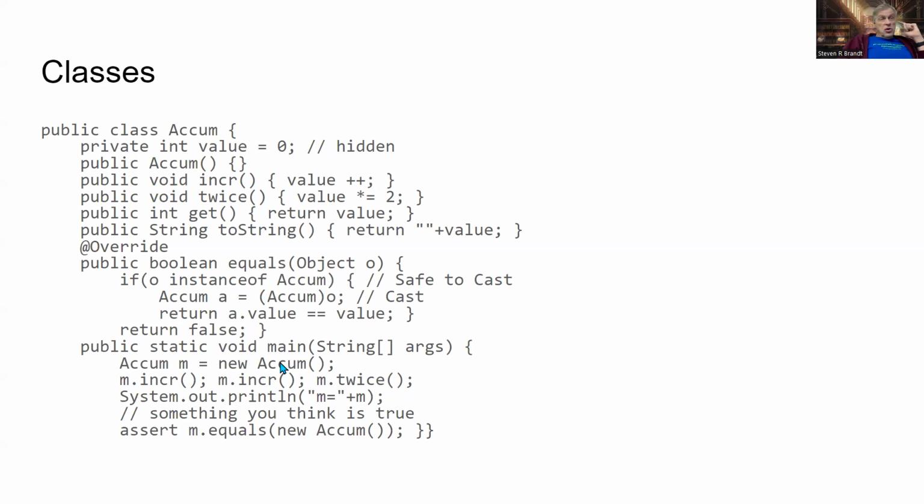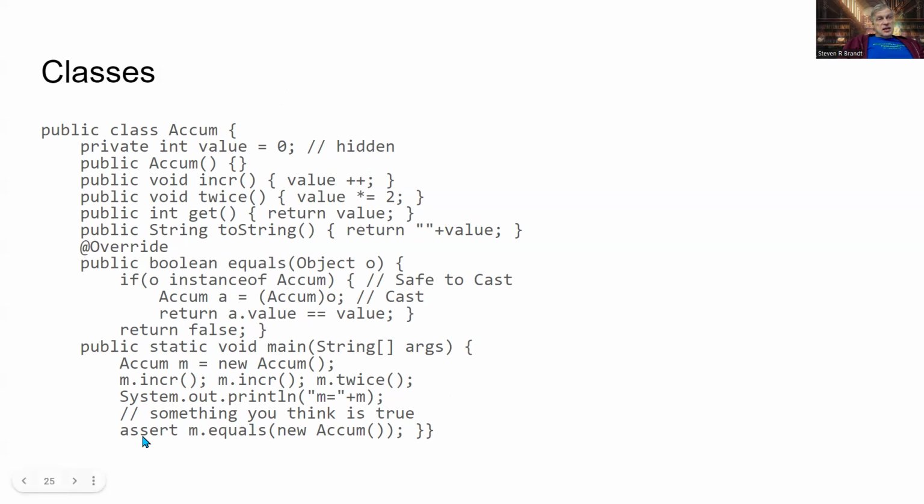All right, now all classes should have a test on them, because if you don't test your code, it's guaranteed that it won't work. So here we have public static void main as our method. We're going to instantiate an accum object, and we're going to incr it twice, and then we're going to twice it. So it starts out at 0. This gets called, and it gets incremented by 1. This gets called, incremented by 1 again. Twice gets called, and it gets doubled. So it's 4 now. So when I print this out, I get system.out.println m equal 4 is what I see on the screen.